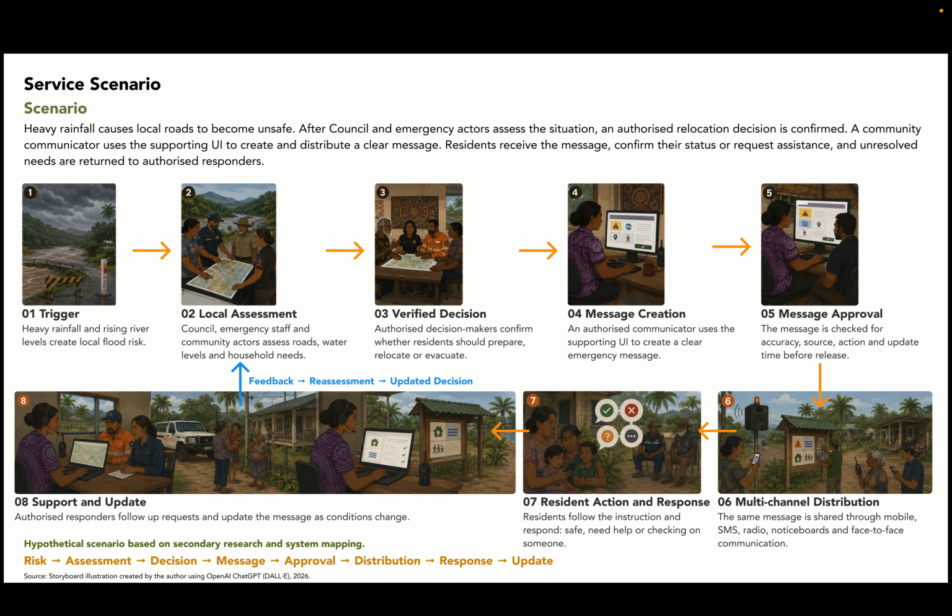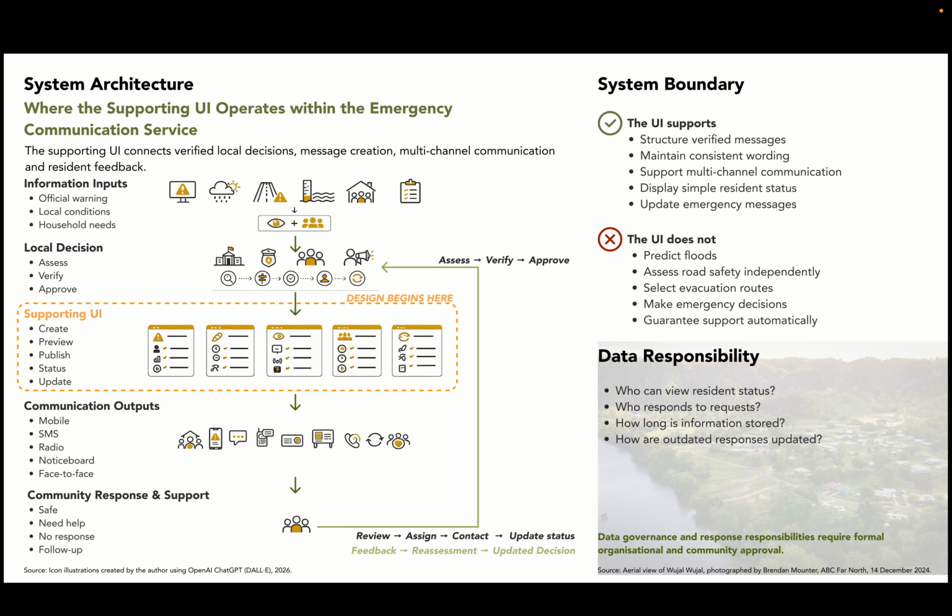This summary shows the full process. Local actors assess the flood and confirm a decision. A communicator creates and publishes the message. Residents then respond with their status, and people who need help can be followed up.